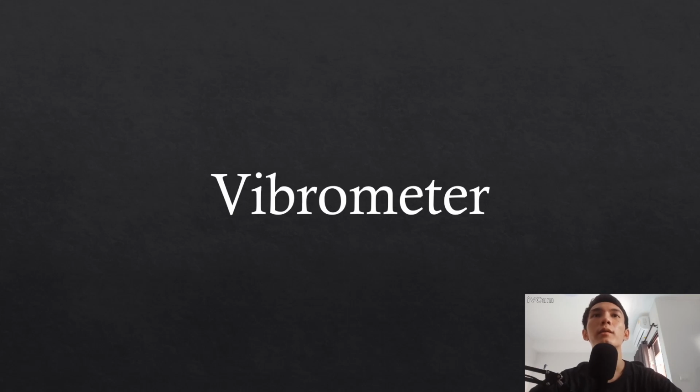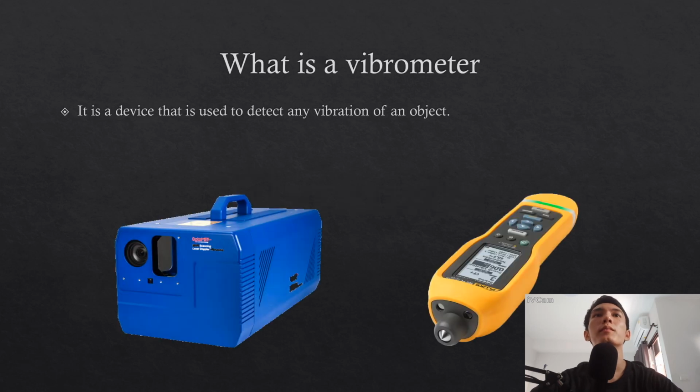Hello everyone, I'm here to present about a vibrometer. What is a vibrometer? It is a device that is used to detect any vibration of an object. There are two main types of vibrometer. The first one on the left side is a laser vibrometer, and the second one on the right side is a vibrometer based on an accelerometer.